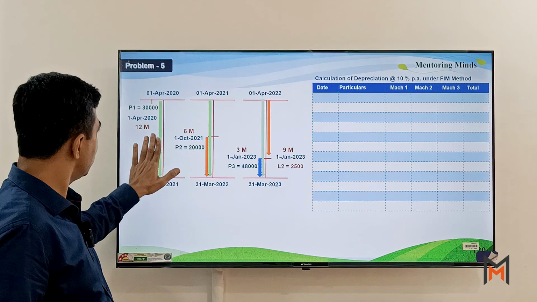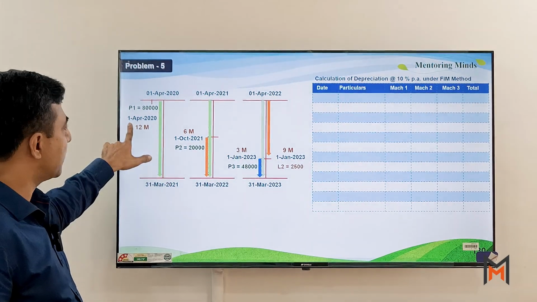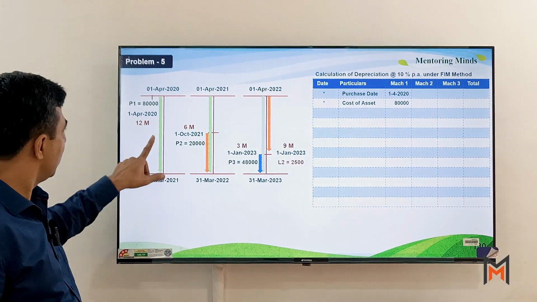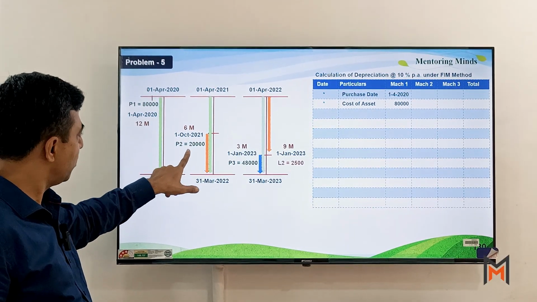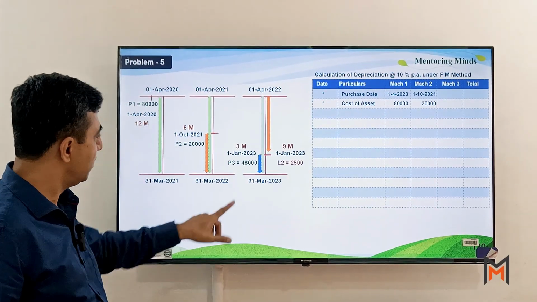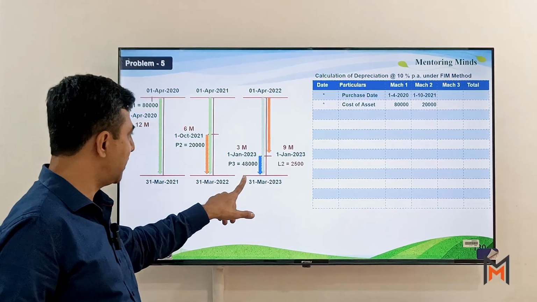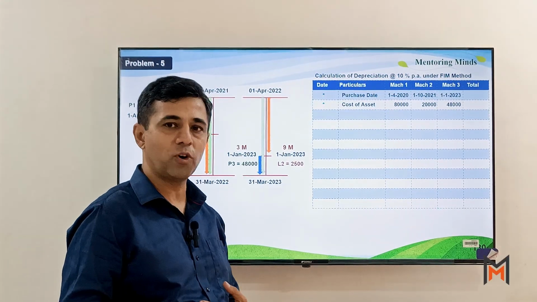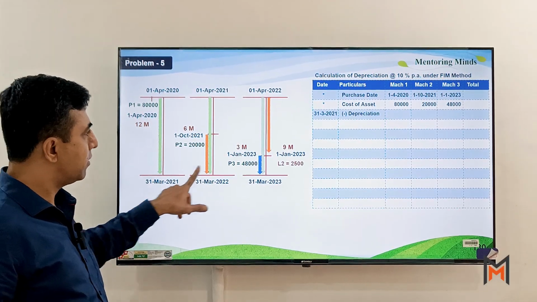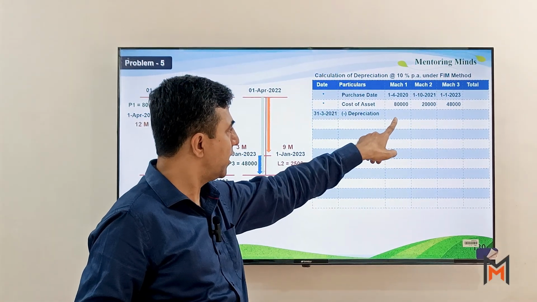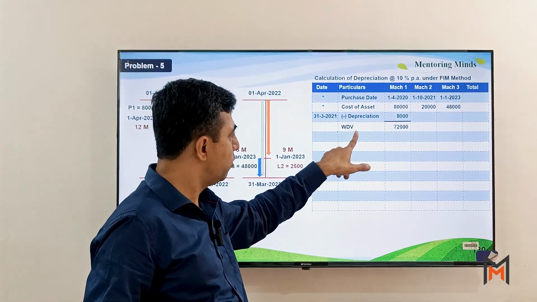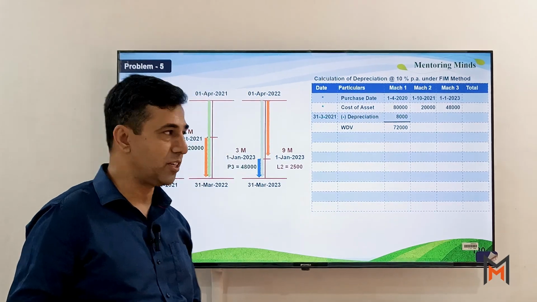So let's see, in the first year, we are purchasing asset on 1st April. The cost of asset is 80,000. Check out, in the second year, the date of asset purchase is 1st October and the value is 20,000. In the third year, we have purchased the asset on 1st January. The value is 48,000. Now, at the end of the first year, there is only one asset with us. So 10% of 80,000 is 8,000. We'll find out the written down value as on 1st April, which is 72,000.